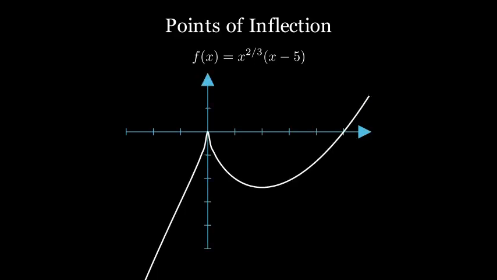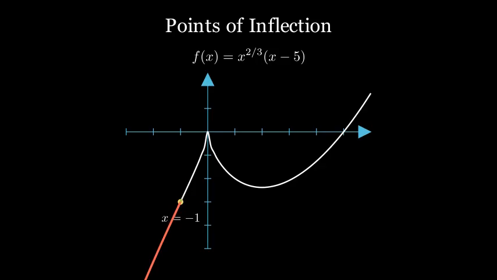Next, let's find a point of inflection, where concavity actually changes. Our function is x to the 2/3 times x minus 5. Solving the second derivative equal to 0, and checking where it's undefined, we find a candidate at x equals -1.